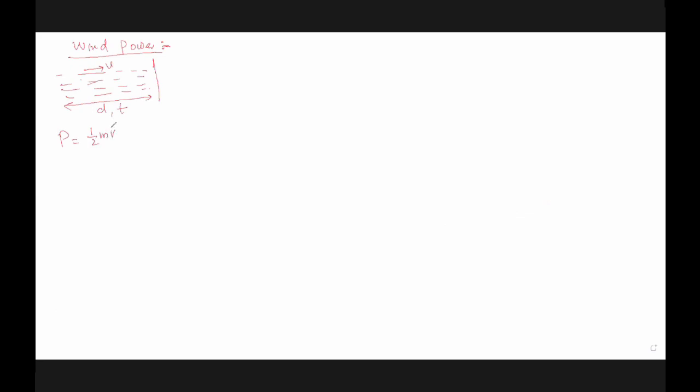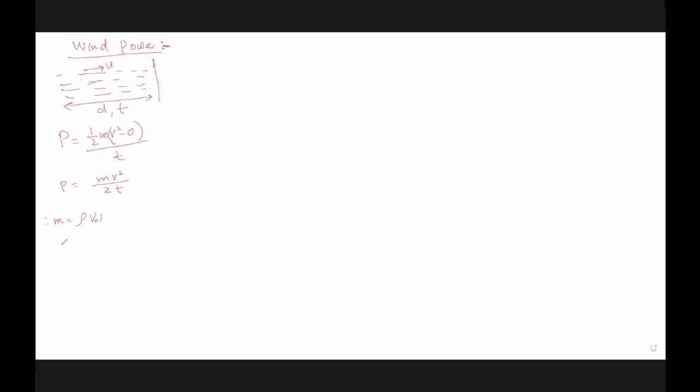We are assuming that after it collides with the wall, wind comes to rest, or the jet of water comes to rest. So its change in kinetic energy is half mv square minus 0, because its energy is 0 after it hits the surface. Power is rate of change of kinetic energy divided by time. So I can write it as mv square upon 2t. Now m को I can write as mass is density into volume.